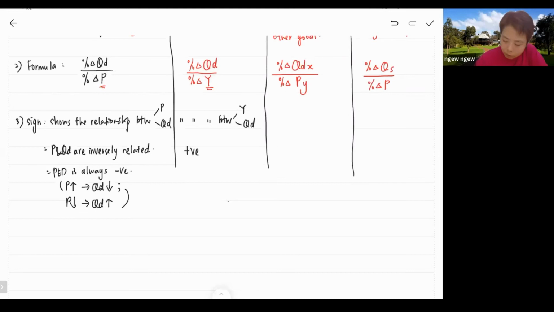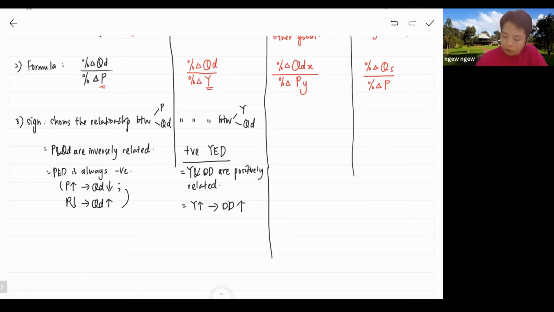So let's look at this. Positive YED means income and demand are positively related, which means when income rises, demand for the product will rise as well. Then you need to think, what are the products that come with a positive relationship with income? When your income rises, you are going to buy more. So these are basically normal goods.